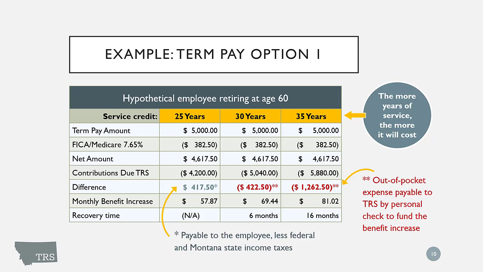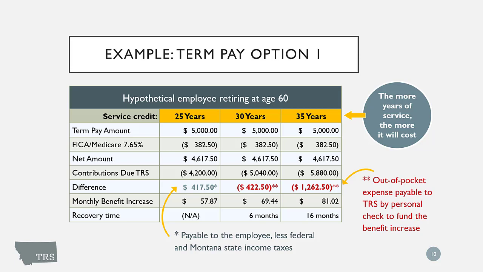$4,617.50. In looking at the scenario for 25 years, the contribution due to TRS is $4,200, and that leaves a difference of $417.50. That amount, the employer would deduct federal and state taxes and net the employee a check for the net amount. And we anticipate that the monthly benefit increase would be $57.87.